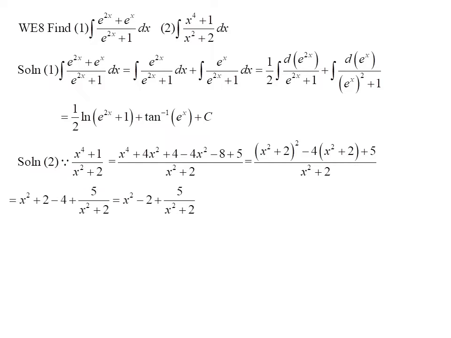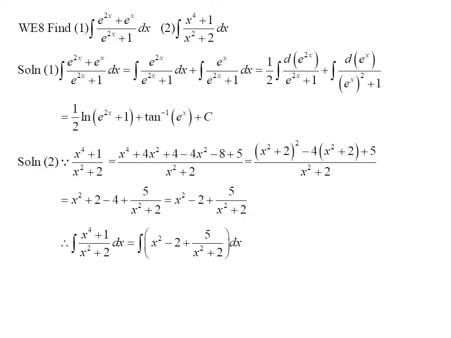Okay, the integrand is now simplified to x squared minus 2 plus 5 over the sum of x squared plus 2. Hence, the antiderivative is written to the integral of (x squared minus 2 plus 5 over the sum of x squared plus 2) dx, which equals 1/3 of x cubed minus 2x plus arctangent of x over square root 2 plus c.